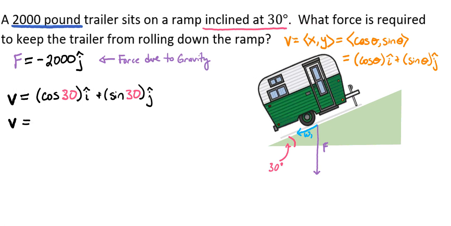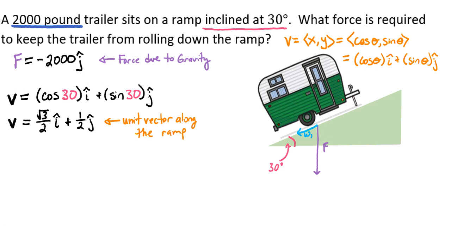Now going back to our problem, if we go to our unit circle, we can evaluate the cosine of 30, which gives us the square root of 3 over 2 times the unit vector i, plus if we evaluate our sine of 30, we're going to get 1/2 times the unit vector j. Now this represents our unit vector along the ramp.